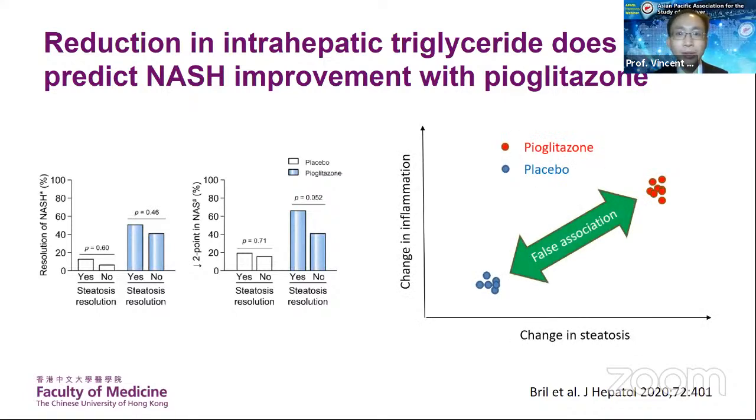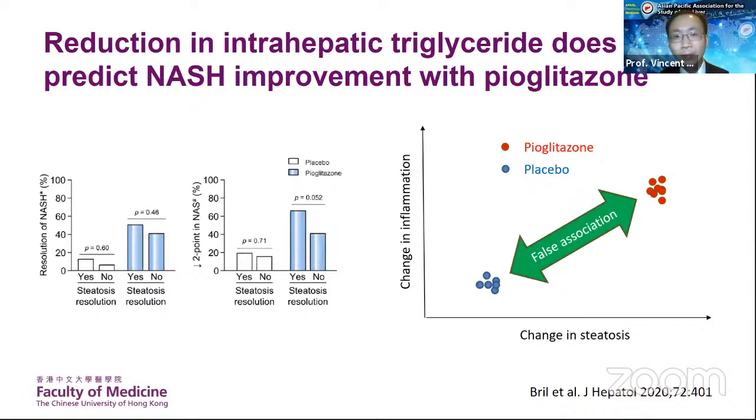This clearly indicates the effect of confounding. If a drug can reduce both liver fat and inflammation, these two kinds of response would differ much from that in the placebo group, resulting in a false association. This is not to say that MRI PDFF response has no value.